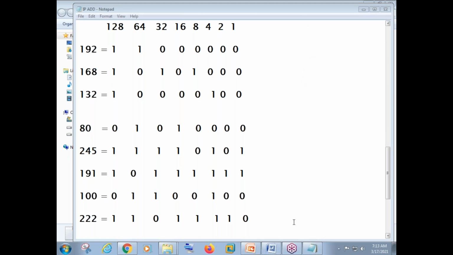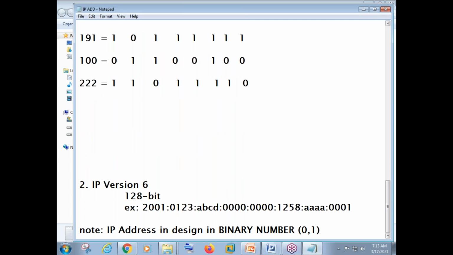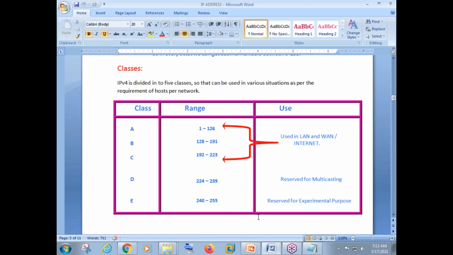Let us continue with IP addressing and see some more things. This IP version 4 is divided into classes actually. IP version 4 is divided into 5 classes. These classes are A, B, C, D, E. Class A range is 1 to 126. Class B range is 128 to 191. Class C range is 192 to 223. These are the numbers in class A, B, and C. And class D and class E are from 224 up to 255.